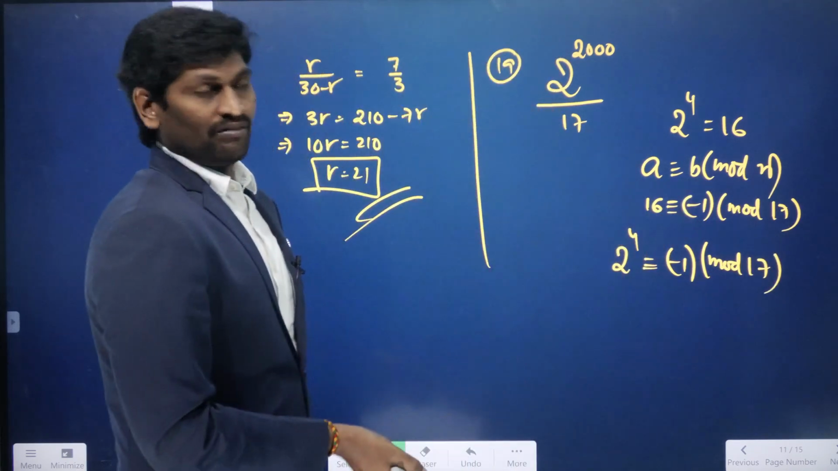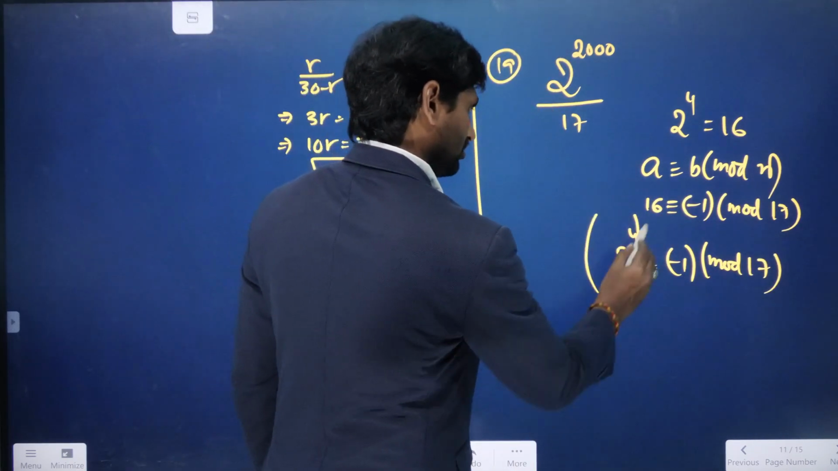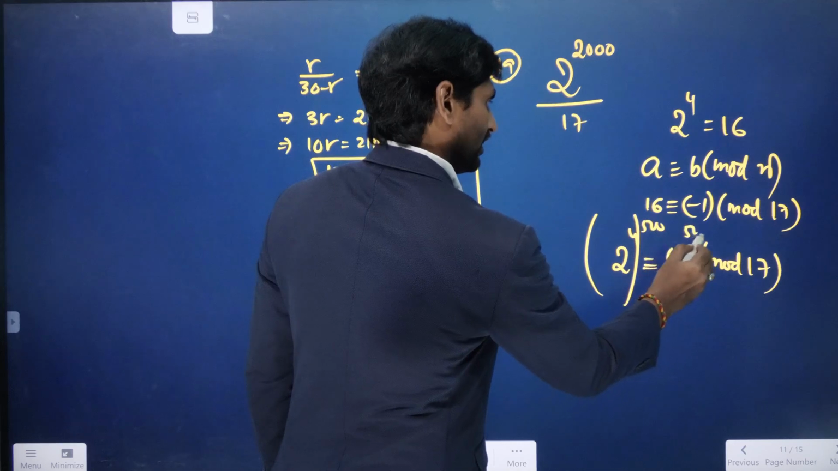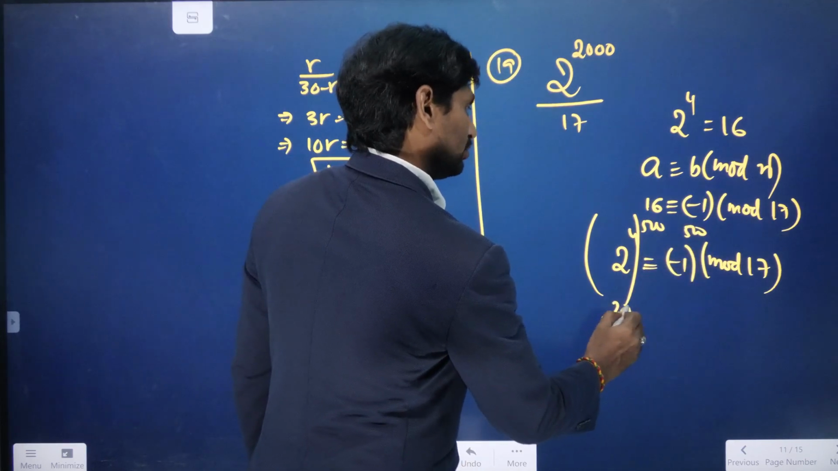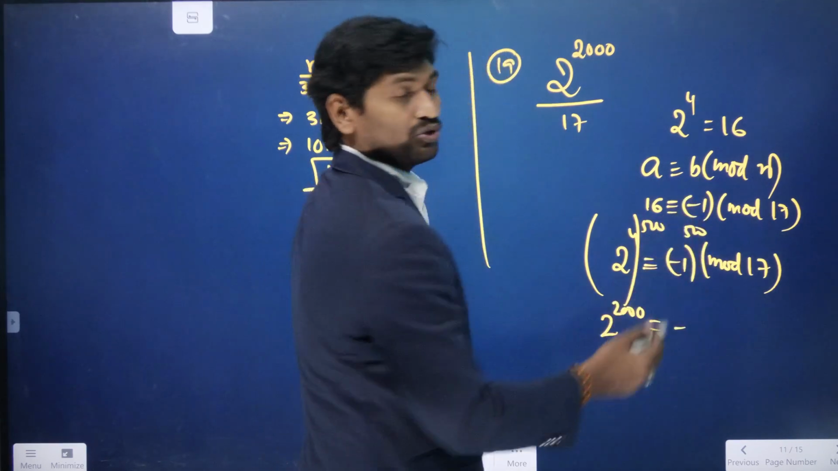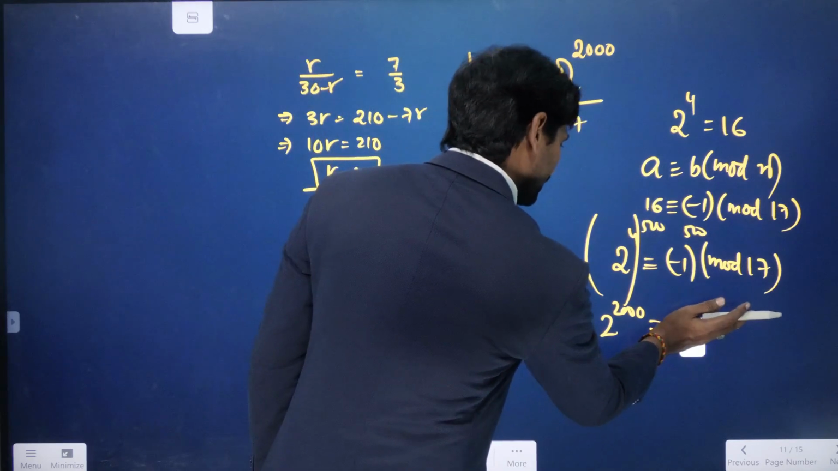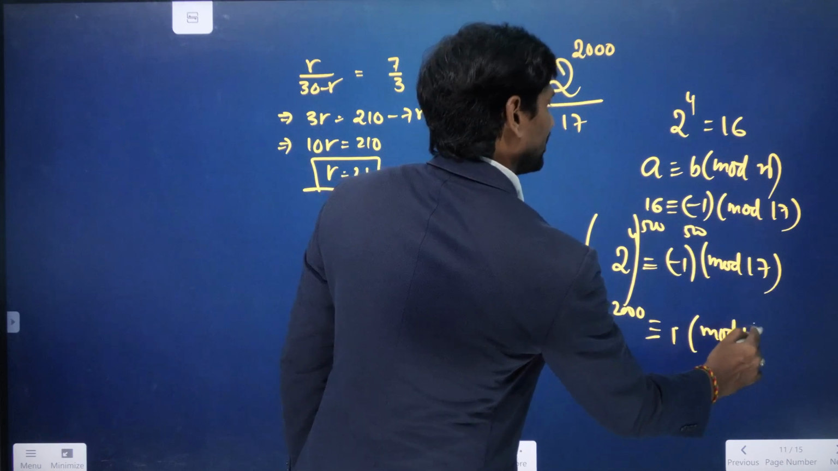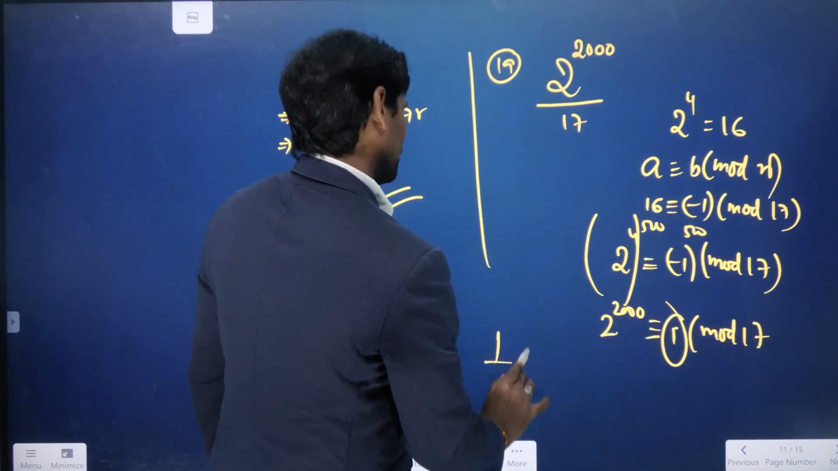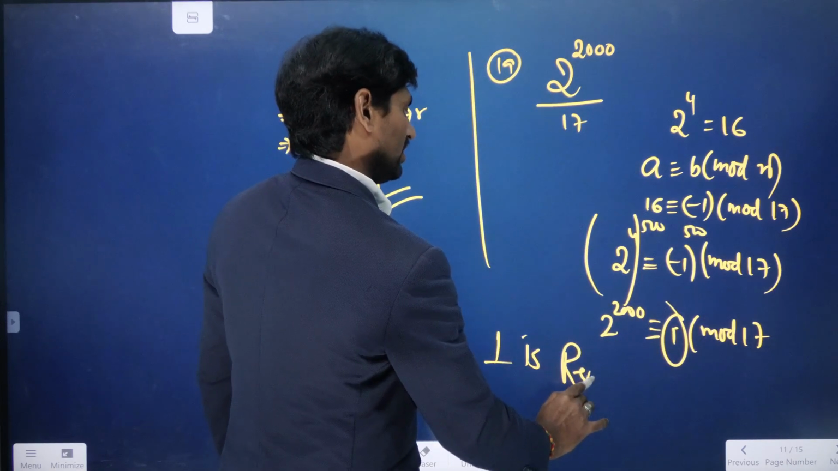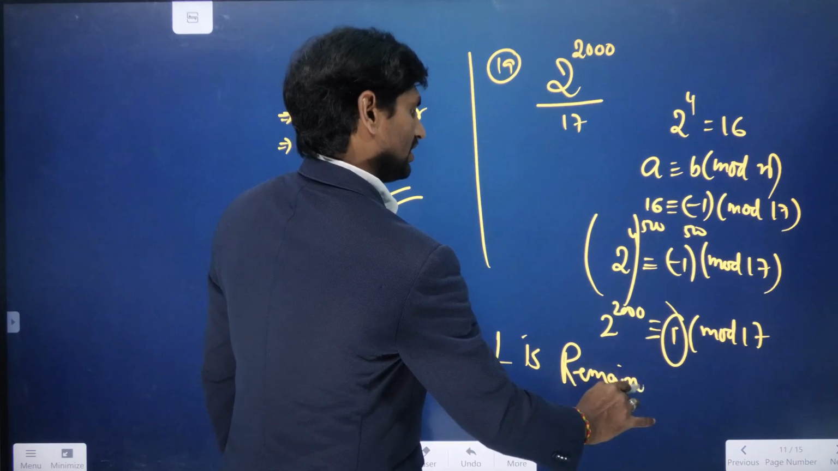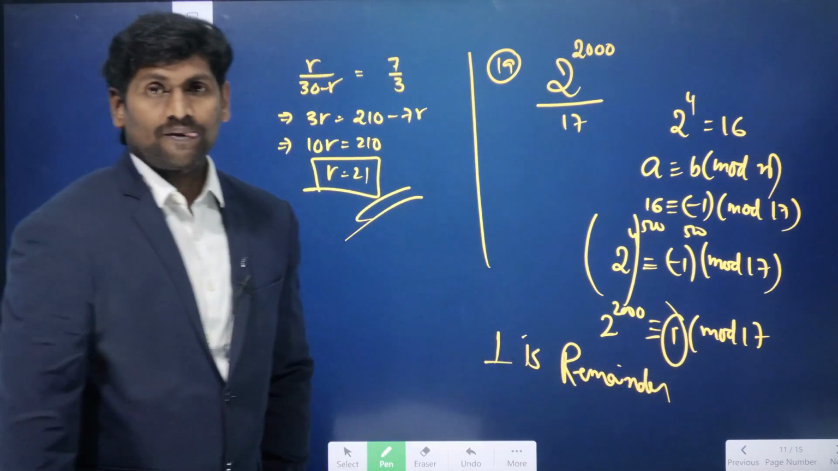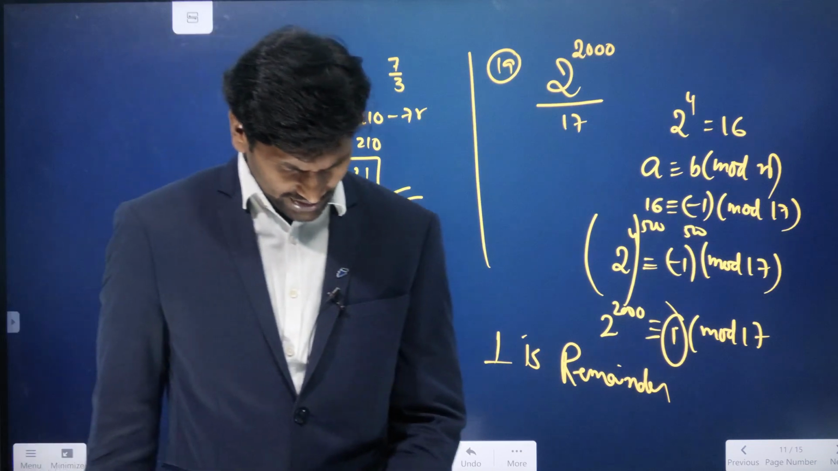I am raising the powers up to 500 times. This one also 500 times. That means 2 power 2000 is congruent to (minus 1) whole to the power of 500, which becomes plus 1, mod 17. That means 1 is the remainder. What is the remainder? 1 is the remainder. Okay. Let us go to the next problem.